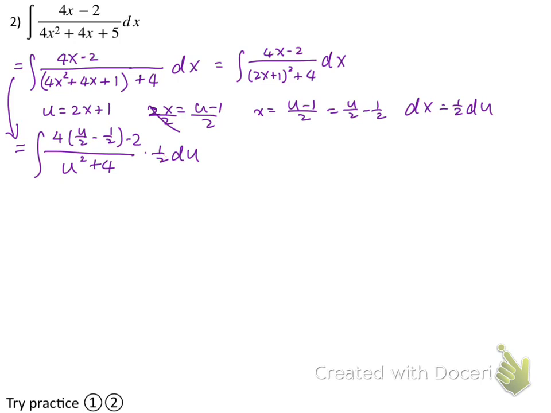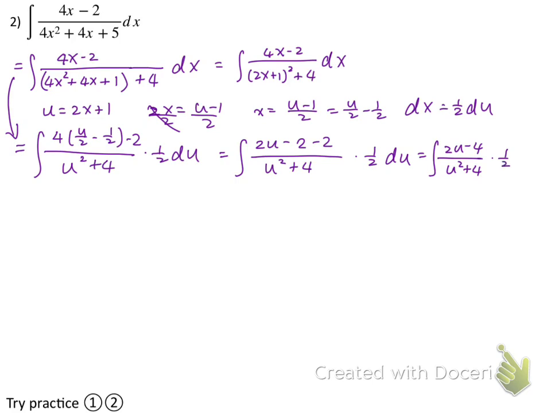So let me just multiply out. This is the integral of 4 times u over 2, 2u, minus 4 times a half, 2, minus another 2, over u squared plus 4 times 1/2 du. Okay, let me just work it out. 2u minus 4 over u squared plus 4 times 1/2 du. Now I can cancel them.